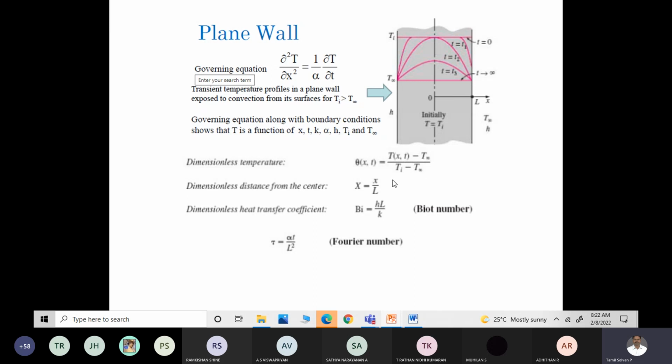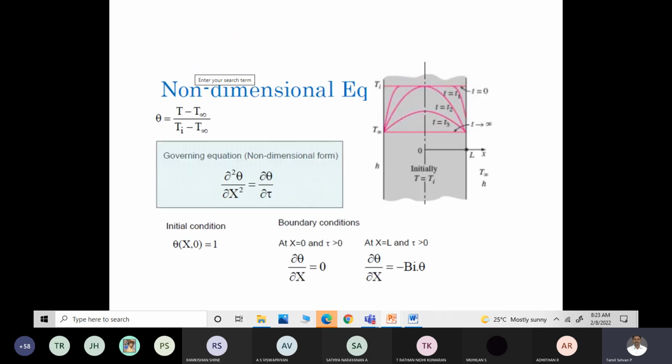Okay, in some textbooks they mention Ti as the initial temperature, and T is the temperature at any given instant of time t. Capital X equals x by L, the dimensionless distance from the center, that is, any point small x from the center divided by the length. The characteristic length is the thickness divided by 2, and the Biot number we know is hL by k.